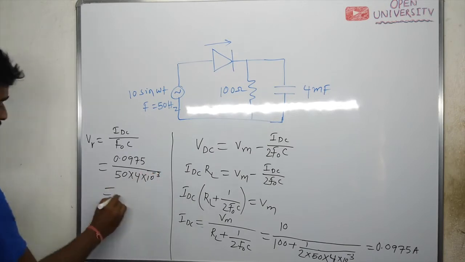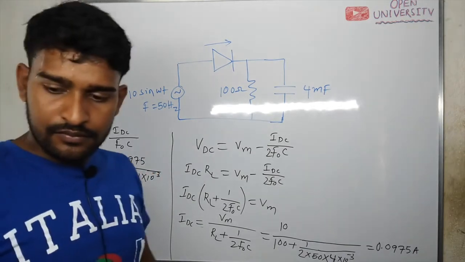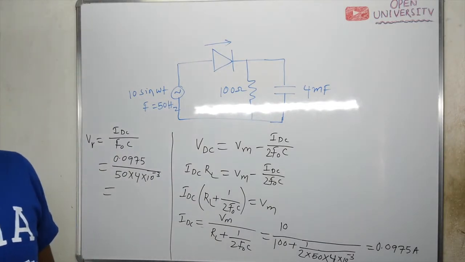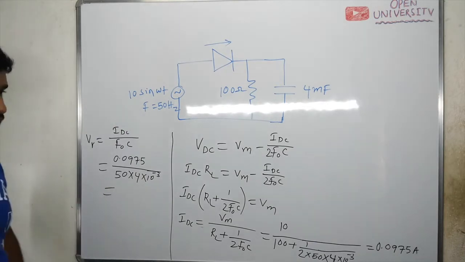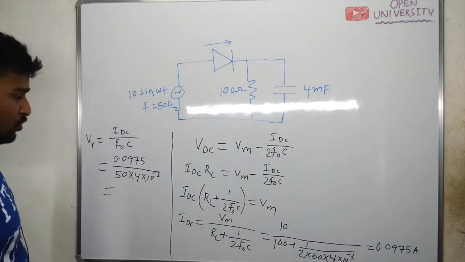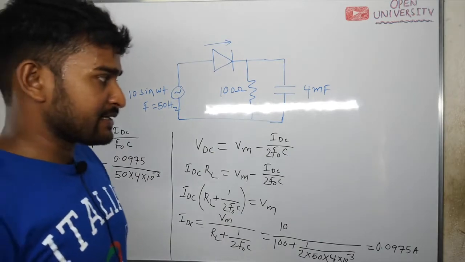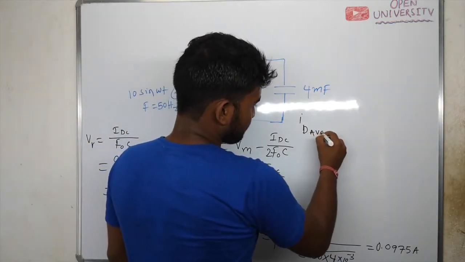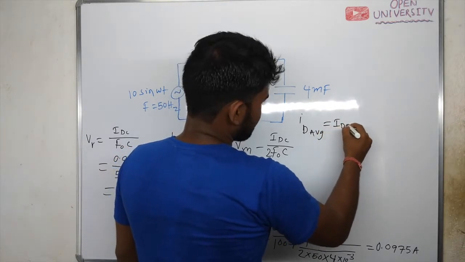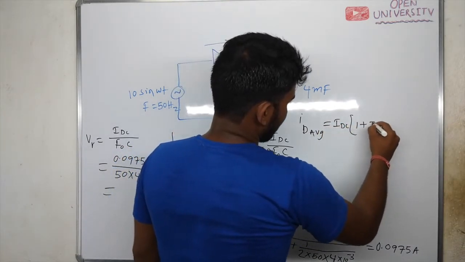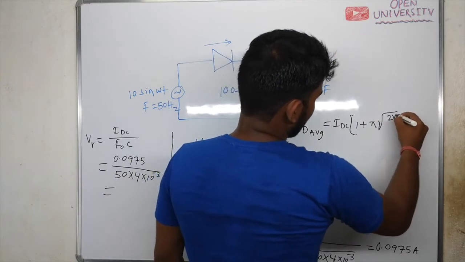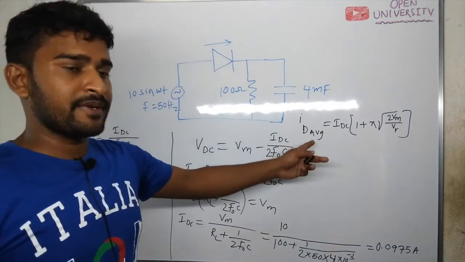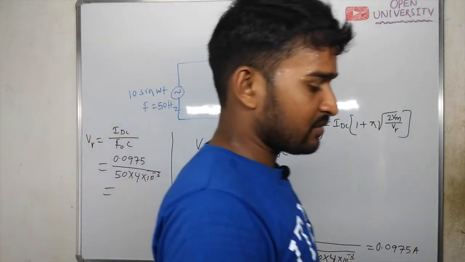If you calculate what VR is, this value, then you substitute this value of VR and IDC in this expression, that is ID average equal to IDC into 1 plus pi under root 2 Vm by Vr. This is the formula for ID average in case of a half wave rectifier with capacitive filter.